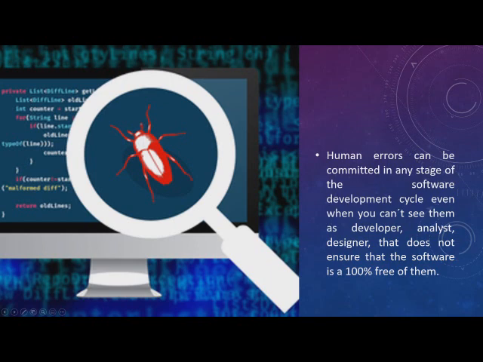development cycle, even when you can't see them as developer, analyst, designer. That does not ensure that the software is 100% free of them. The first reason of that is because every member of the team knows how the system works. You know exactly the steps to perform to get what you want in the software.